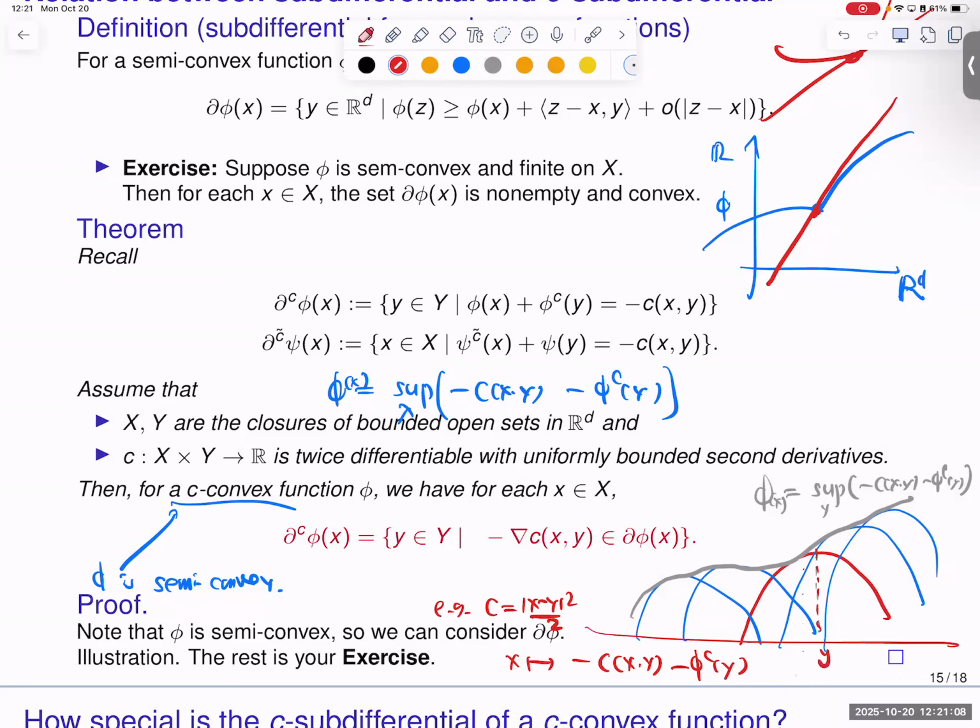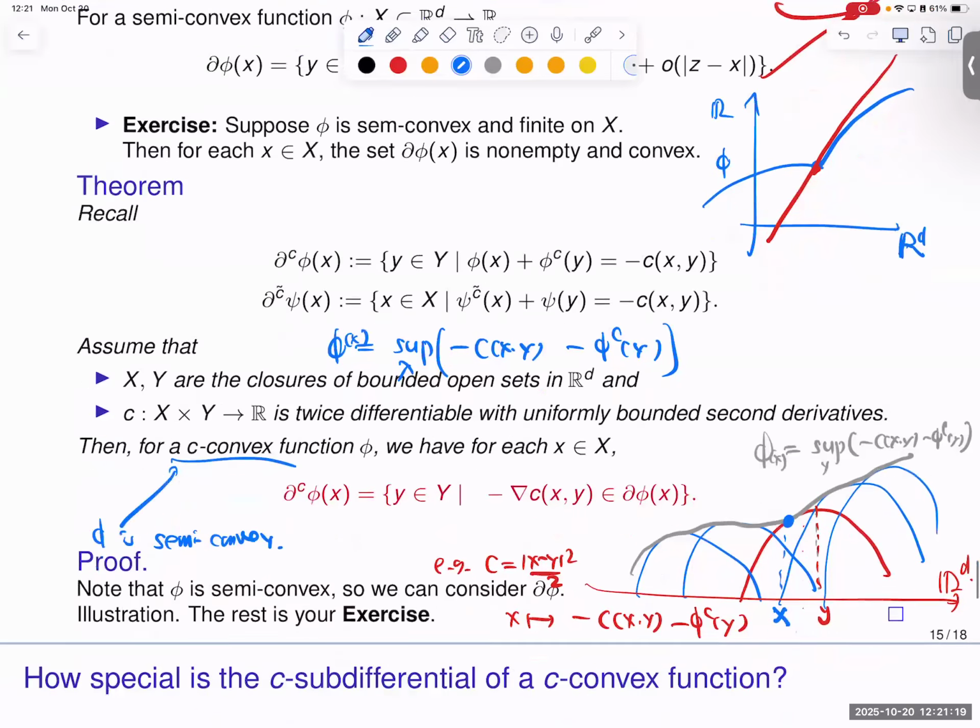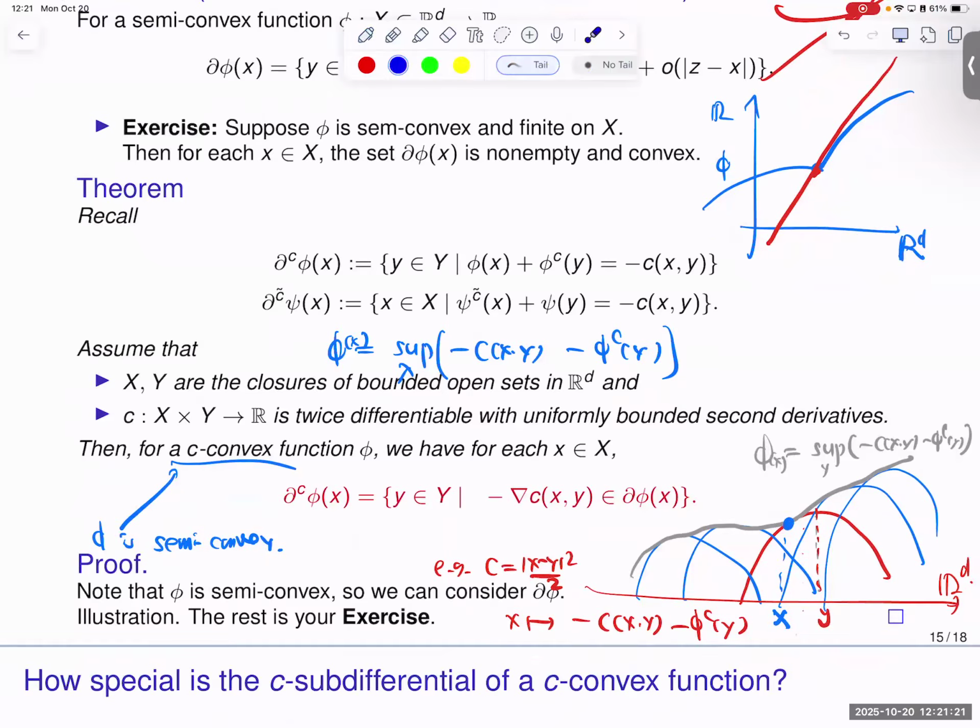Right here, so you have your ID. Yeah, ID, and then let's say this is point X. Okay, so you have this C-convex function phi, which is semi-convex. Then what is the C-subdifferential of phi at X?